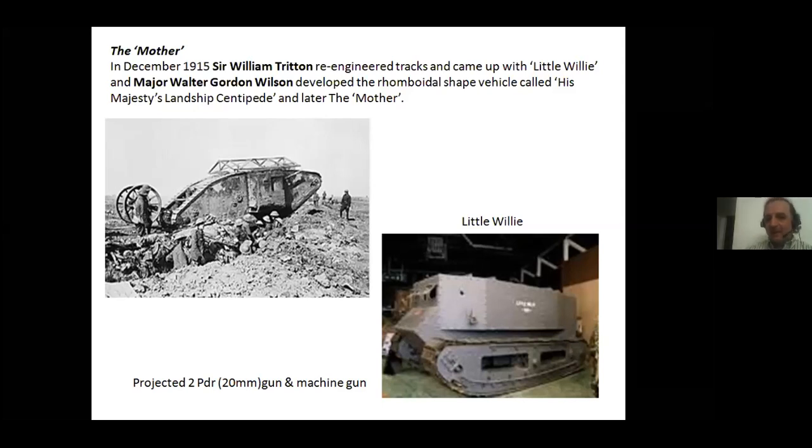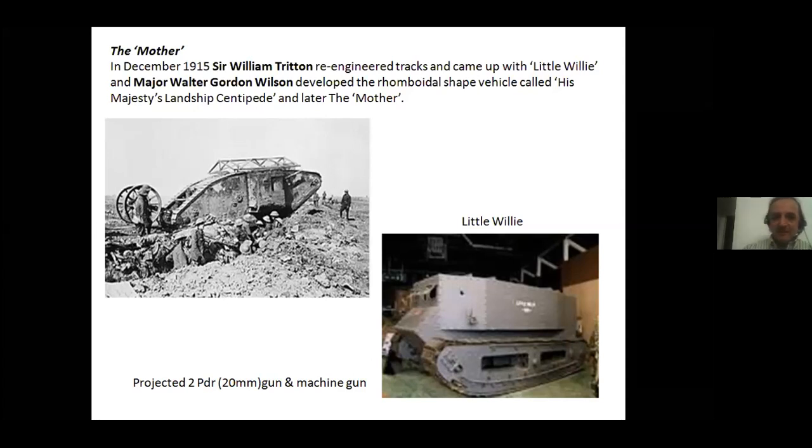There are two gentlemen who come up around that time, and they go back to the committee to say that they have come up with a kind of tracked vehicle to which you can fit a gun. One was Sir William Tritton. He comes up with a vehicle called Little Willy. You have the diagram here at the right bottom. This can be seen at the museum in England, I think the Bovington Tank Museum. This is the first prototype, completely preserved and intact, of the concept, where he thinks that a 2-pounder 20 millimeter gun or a machine gun can be fixed into it and used.